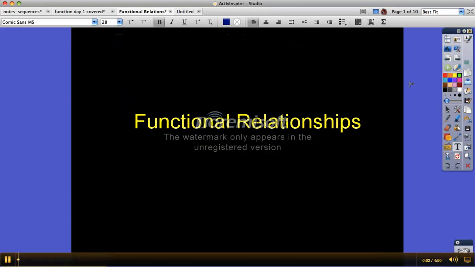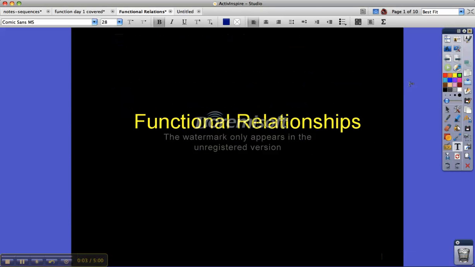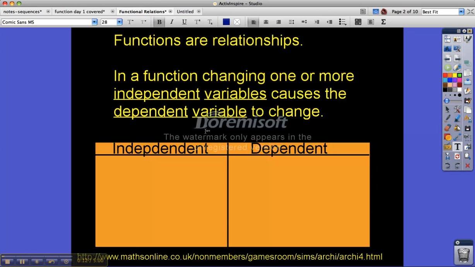Hey guys, so today we're talking about functional relationships. Very, very important so that on Friday we can do this big activity project that's going to be awesome. So we need to talk about independent and dependent variables in functional relationships.